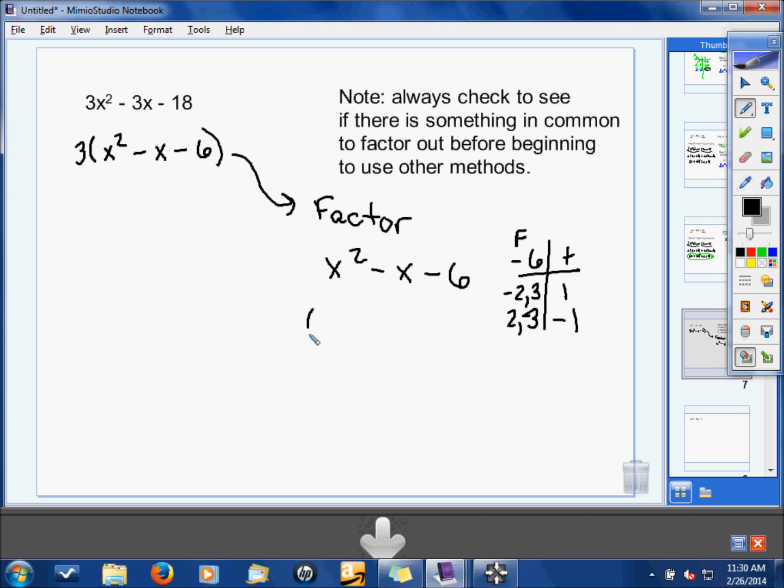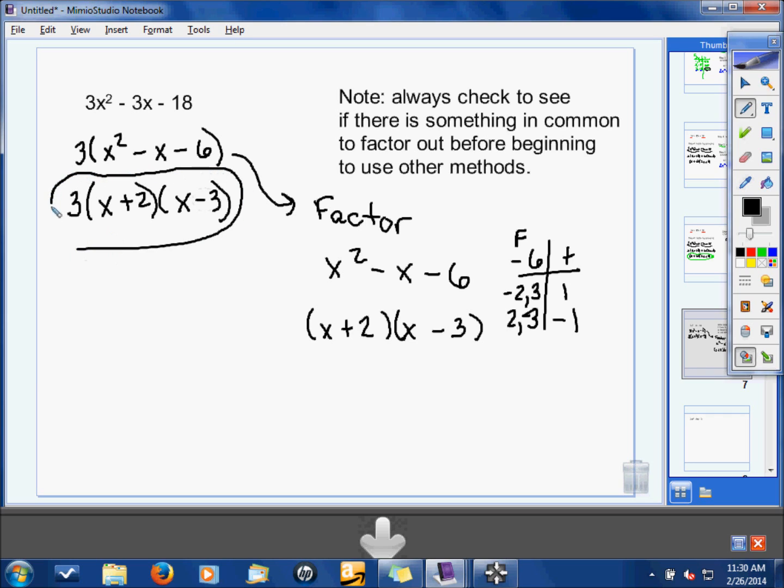Okay, so this means this part, when you factor it, turns out to be x, and what goes in this slot? Plus 2, and what goes in the other slot? Minus 3. Okay? Now, this isn't my whole answer, and this isn't my whole answer. I have to put it together. My whole answer is 3 times x plus 2 times x minus 3. This is my answer. Because you have to factor completely.